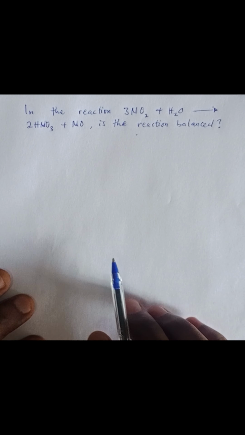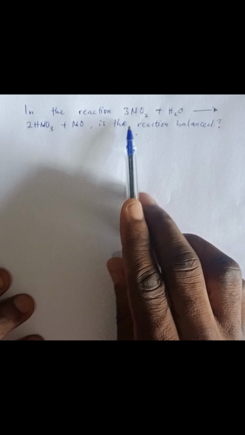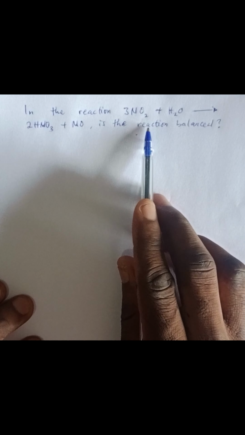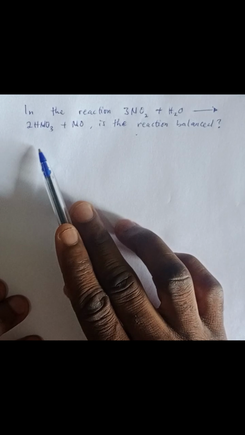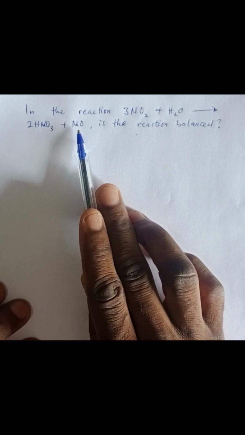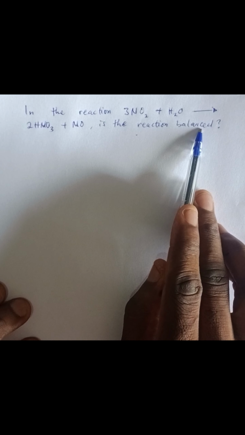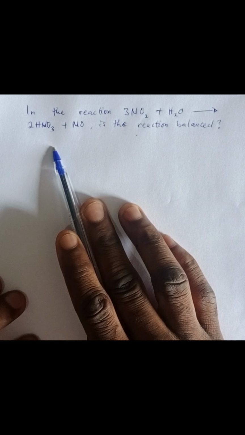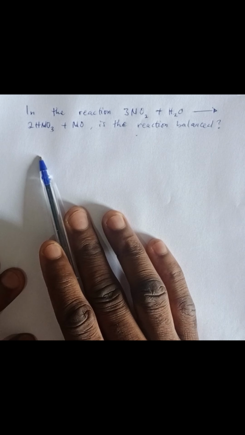In this question, the question says in the reaction 3NO2 plus H2O to produce 2HNO3 plus NO. Is the reaction balanced? So we have to check whether this reaction is balanced or not.